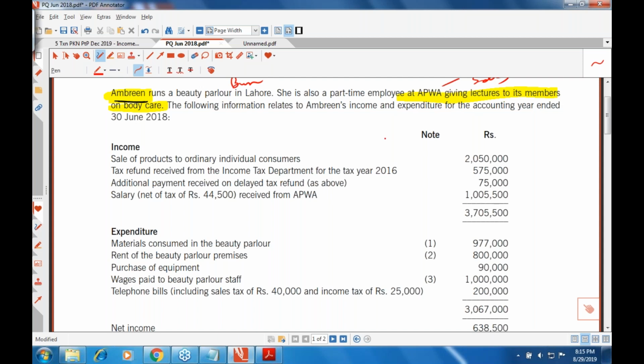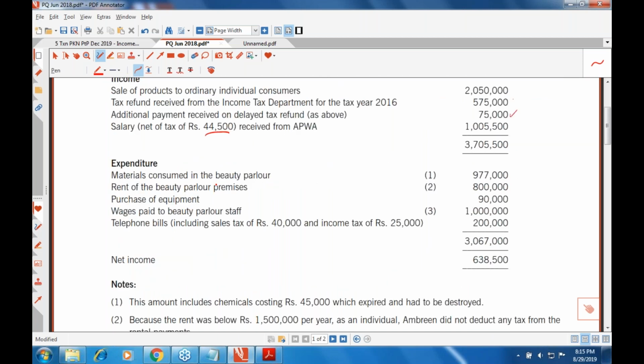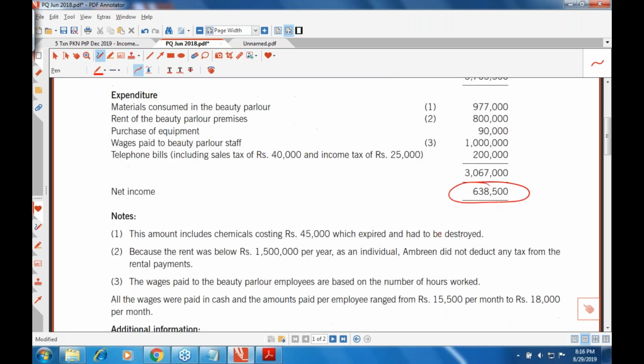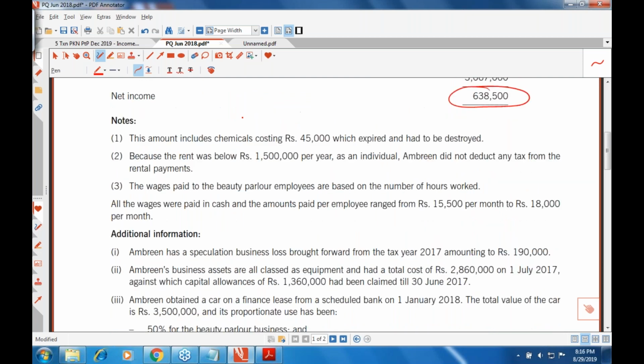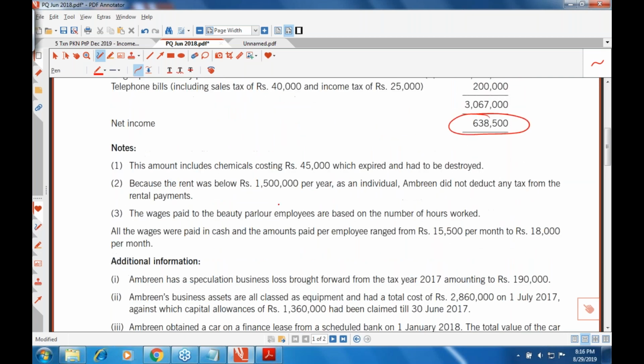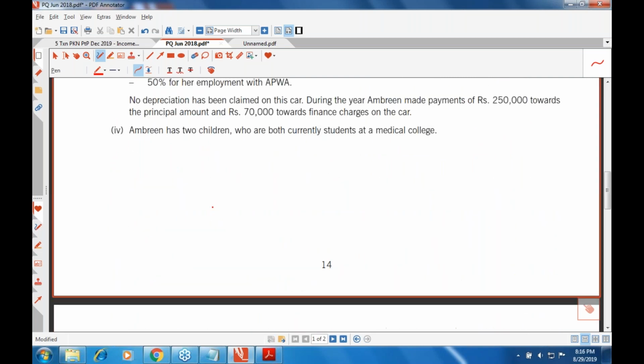It says that the income includes sale of products to ordinary individual customers, tax refund received, additional payment received on delayed refund, and salary net of tax of 44,500 received from APWA. This is what she has shown. The expenditure is material consumed, purchases and so on. The net income is given. Now the notes are there. The note says that the amount includes; we are referring to notes number 1, 2, 3, and we'll refer to them later. What are the additional information that needs to be seen?